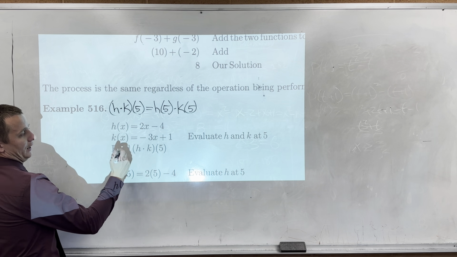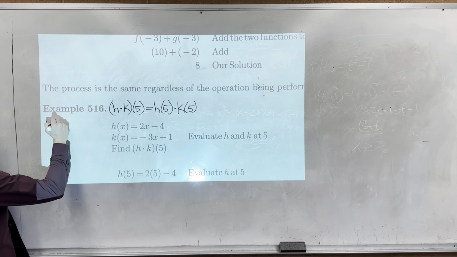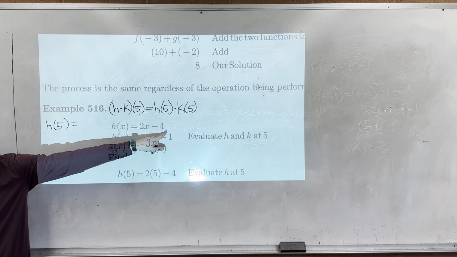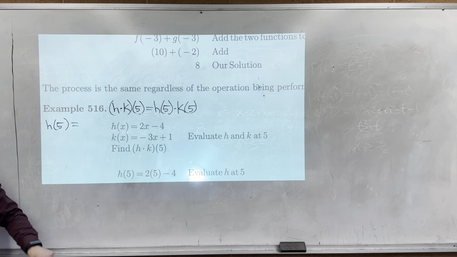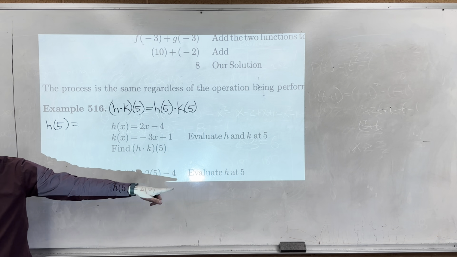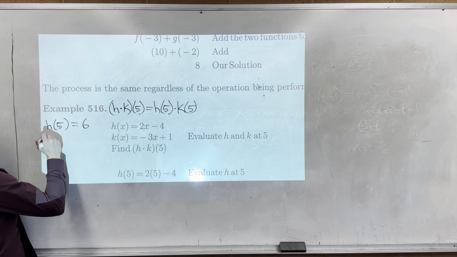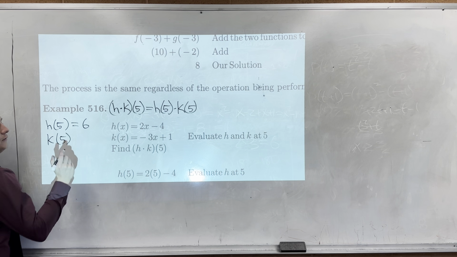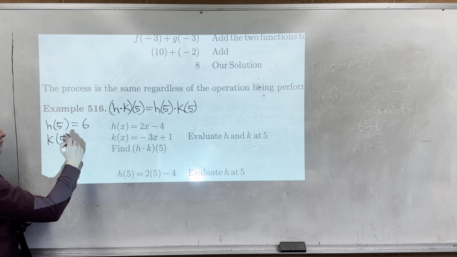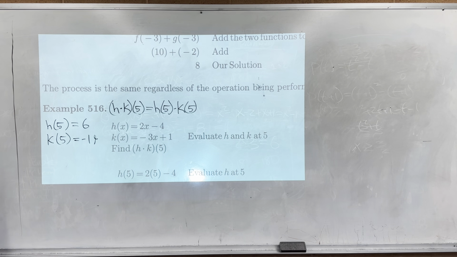What is h of 5? When I plug in 5 here, so we'll scribble it to the side over here. What is h of 5? It's 10x minus 4. It's just 10 minus 4. We're plugging in 5 for x. So it's just 10 minus 4, which is 6. So h of 5 is just 6. What is k of 5? Negative 14. Right? You got negative 15 plus 1 gives you negative 14.